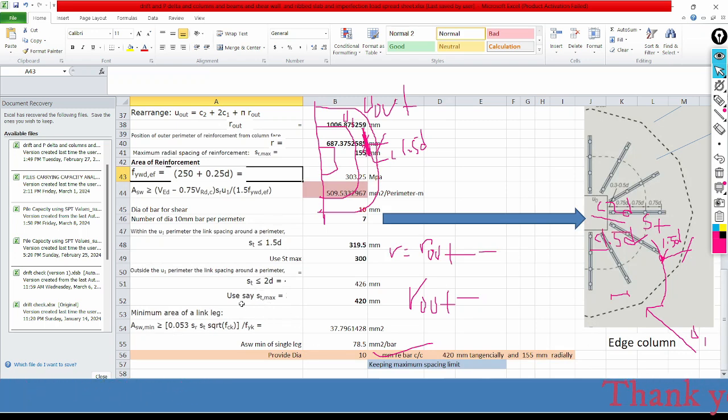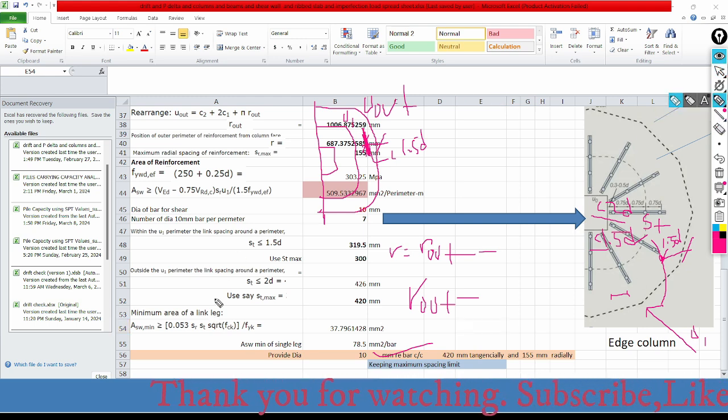And when we go down, we can use S tangential maximum, that is 420, or we can use a lesser value. But when we use a very small value, we will not be economical. So it is better to take a value closer to the maximum tangential distance. And the minimum area of a link leg, which is equal to the area of the shear reinforcement minimum, must be greater than 0.053 times S_r times S_t times the square root of f_ck over f_yk. This formula is provided in the code, so you can see it directly in Eurocode 2 or the Ethiopian Building Code Standard 2. This value will come to 37.79614 millimeter square.